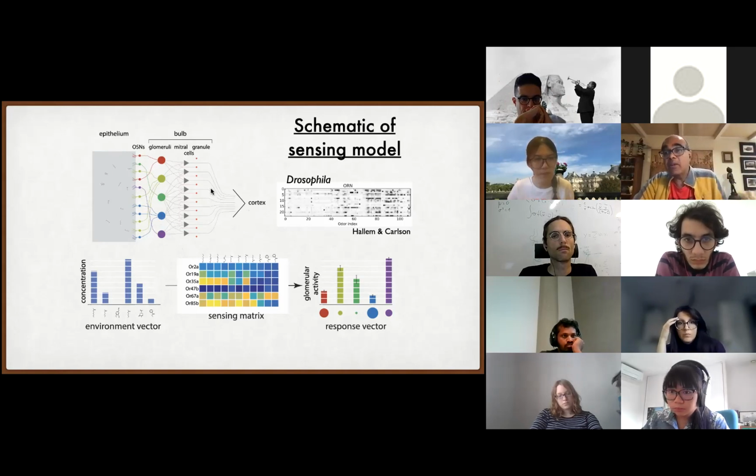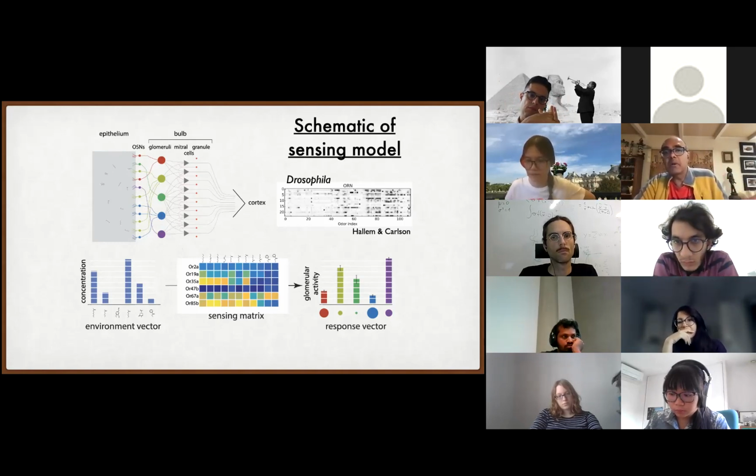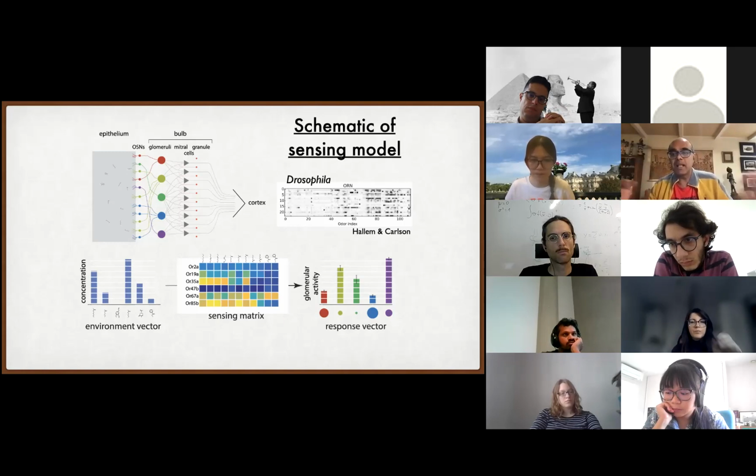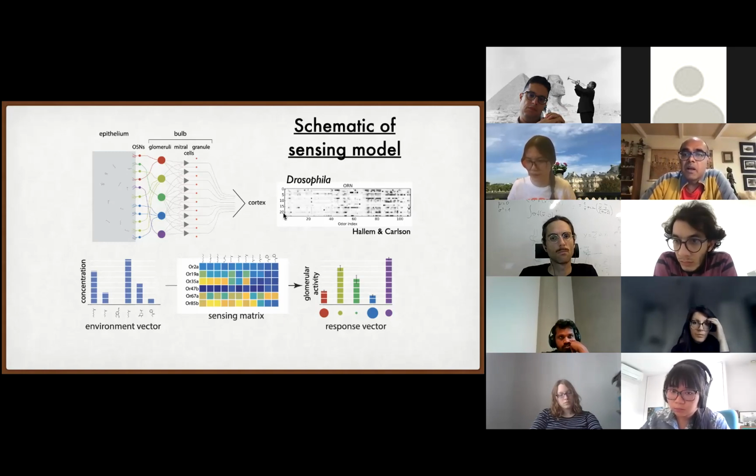I'm using language from mammals, from vertebrates, but I'm going to use data from flies. The reason that's okay for our purposes is that the structure of the olfactory circuit pathway is essentially identical between flies and vertebrates. So I'll feel free to mix and match data. Occasionally I'll use mouse data, occasionally Drosophila data. Anyway, this is what would be called the sensing matrix, namely Hallem and Carlson went to 24 receptors in Drosophila.